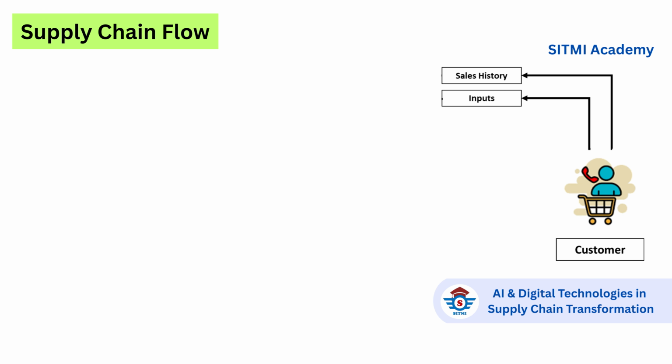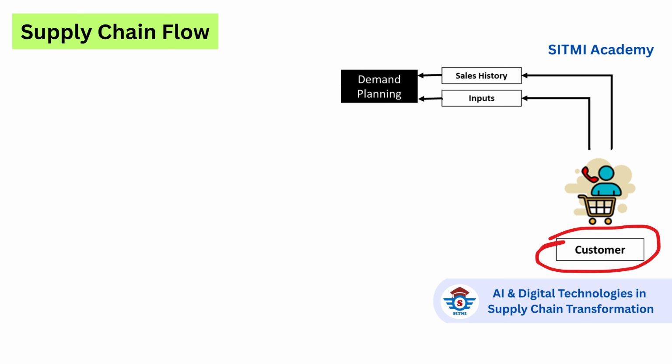Based on these two inputs, the demand planning process is run. Demand planning, in simple terms, predicts what customers will need in the future. That's why we always say supply chains start with the customer. Once demand planning is done, and we know the expected demand in the upcoming months, the next step is supply planning. Supply planning ensures that we can actually deliver the right products in the right time periods.